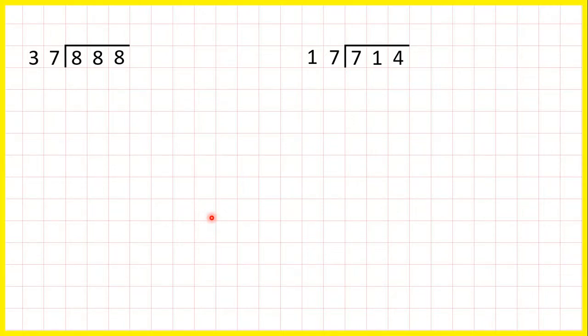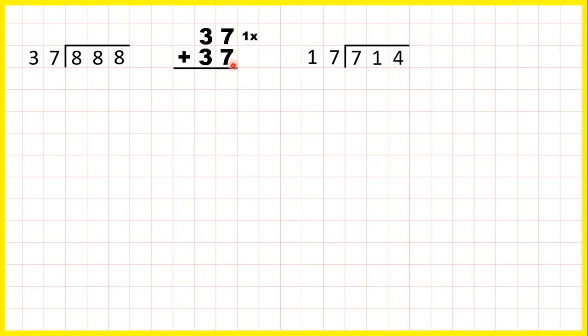So now we've got some long division questions. So we have 888 divided by 37. So we're going to need to work out our 37 times table. 37 is 1 times 37.